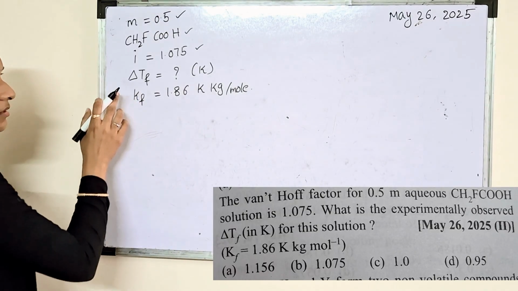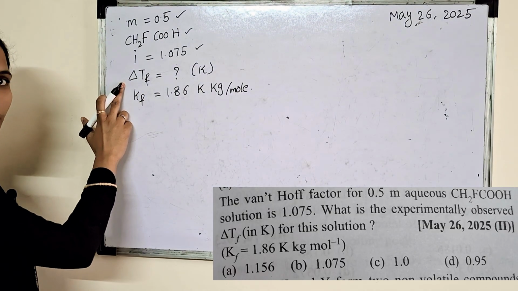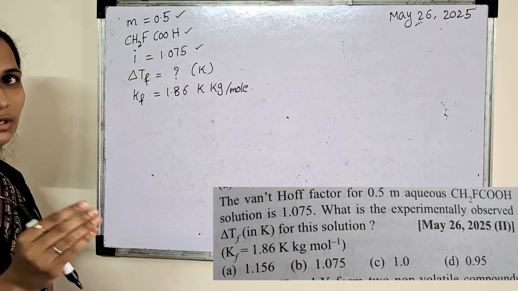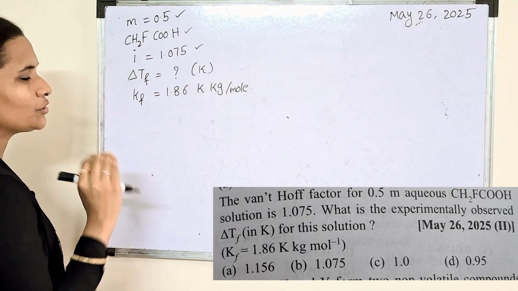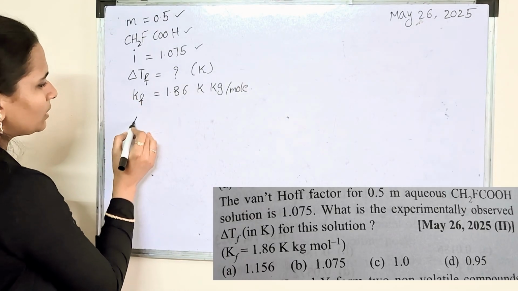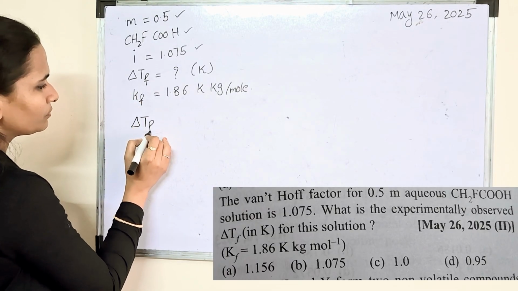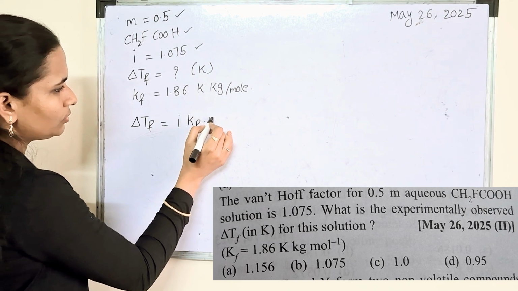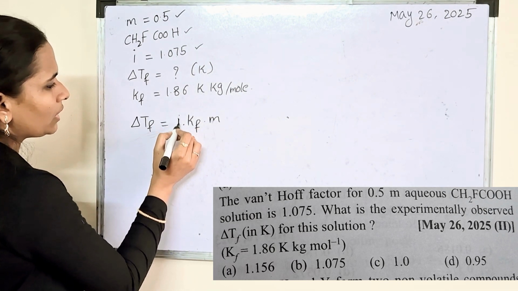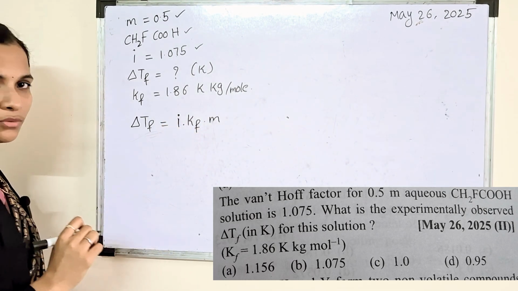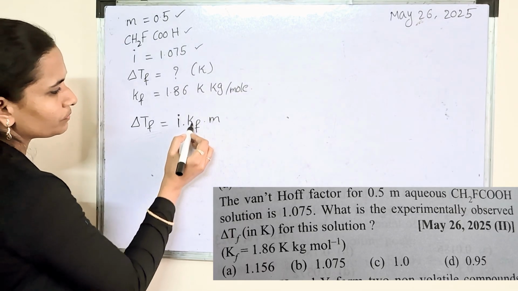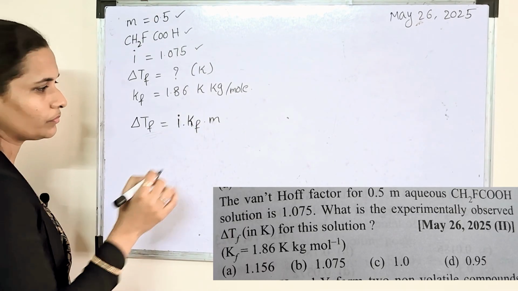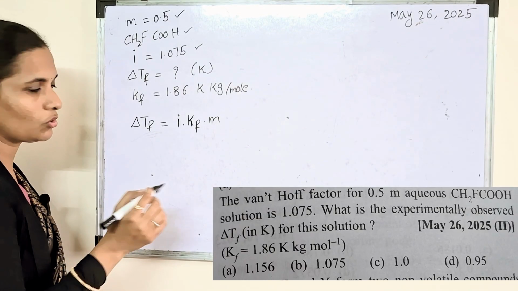So this is the depression in freezing point, one of the colligative properties. So delta Tf is equal to i into Kf into m. Here i is the van't Hoff factor, Kf is the depression in freezing point constant, and m is the molality.